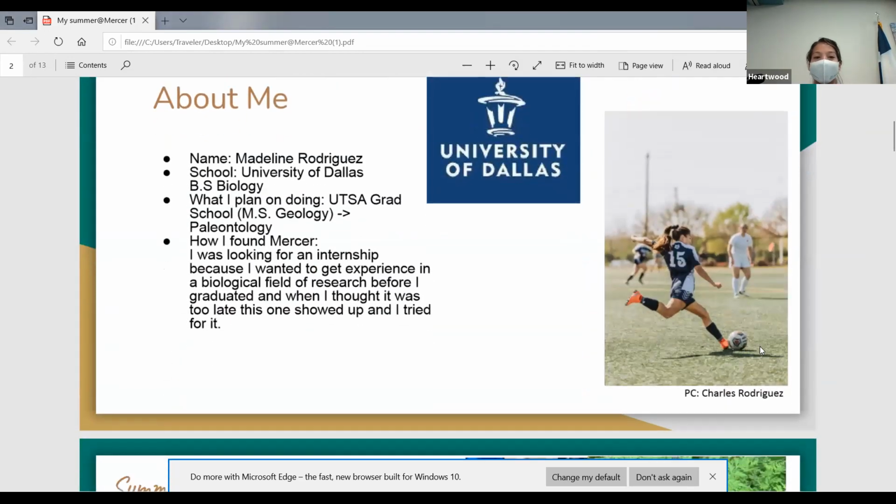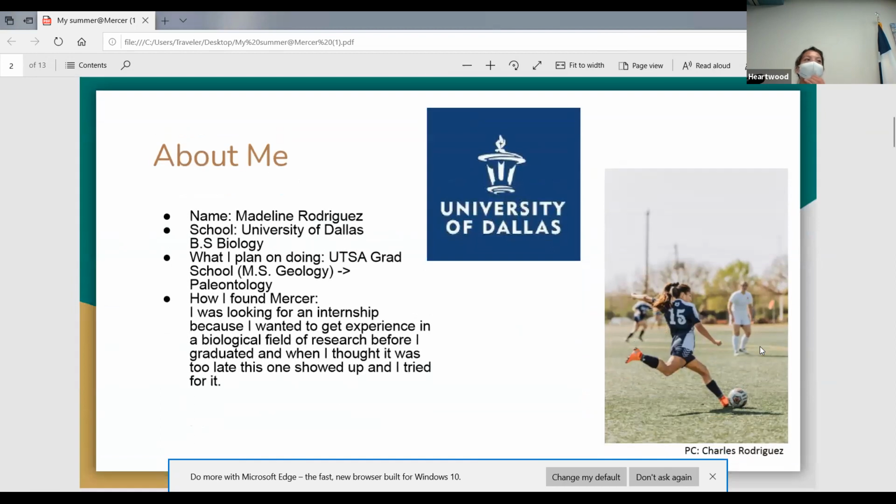Before we get into that, I would like to tell you a little bit about myself, as well as about my hopes and plans in the future, and a little bit about my summer internship experience at Mercer Botanical. I'm currently a student at the University of Dallas. I am going into my senior year. I'll be graduating in the spring of 2022 with a BS in biology.